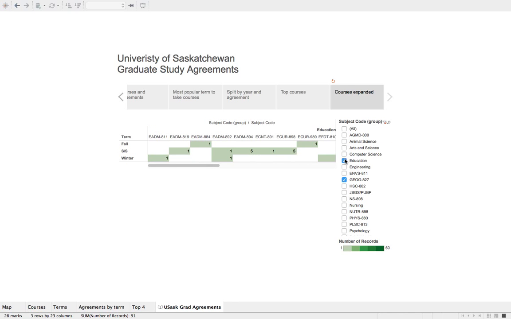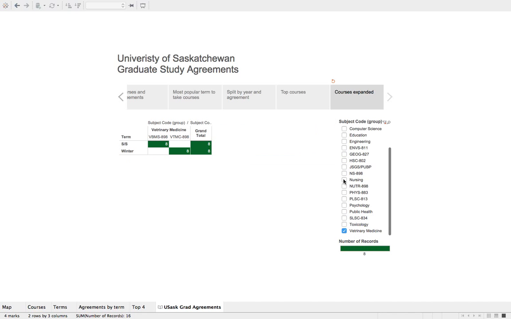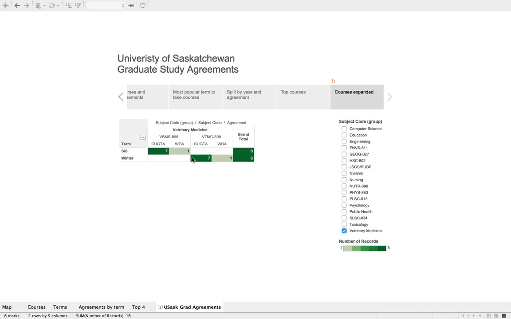They can filter out courses and look at just one, or they can look at all of them. They can open up the groups and see the specific courses that are being taken. They can open it up one step further and see the actual agreements. For example, veterinary medicine, there are only 2 courses that students are coming for, and they are only coming on the Canadian Agreement and the Western Deans Agreement. This is probably because the only veterinary medicine program taught in Saskatchewan is taught at the University of Saskatchewan.